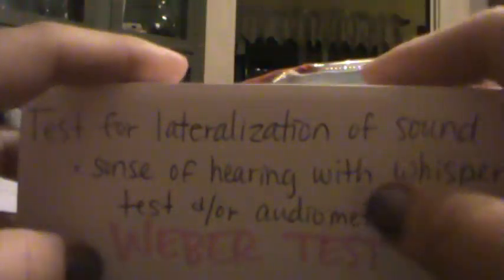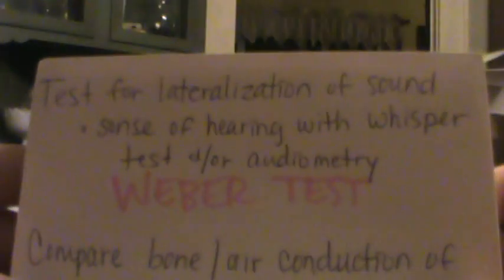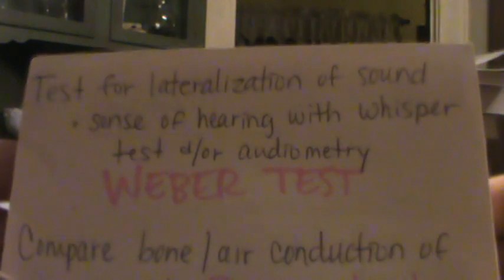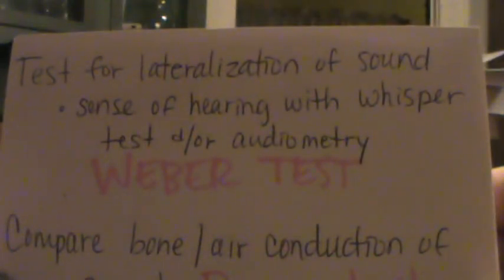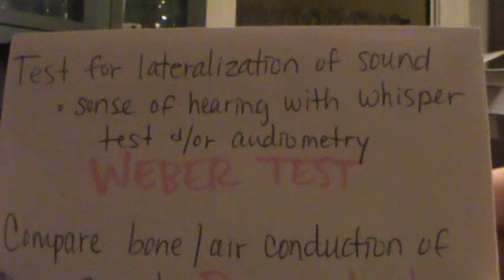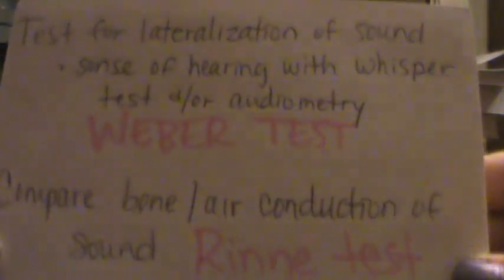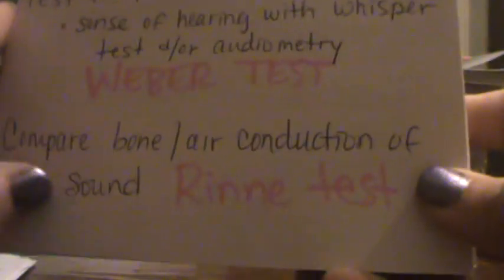The acoustic nerve. We're going to test and compare it to what? We're going to test for lateralization of sound, the sense of hearing with a whisper test, and or audiometry, which we don't all have. And then we're going to compare bone and air conduction of sound with the Weber and the Rinne test.